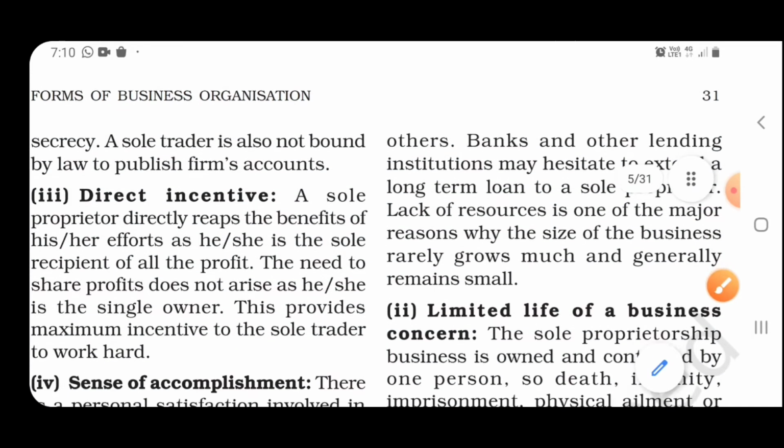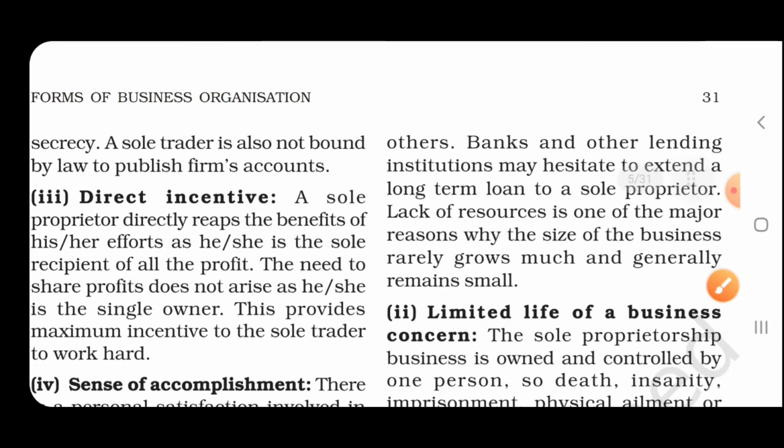So that means, since a single person is carrying out the business, he may not have a lot of funds. Banks and other lending institutions may hesitate, that is, they don't give loans to the sole proprietorship. So when resources are not available, it is not easy for a business to grow.